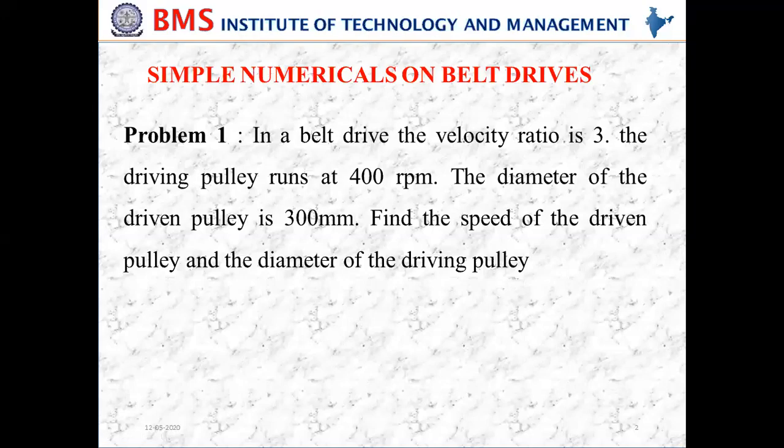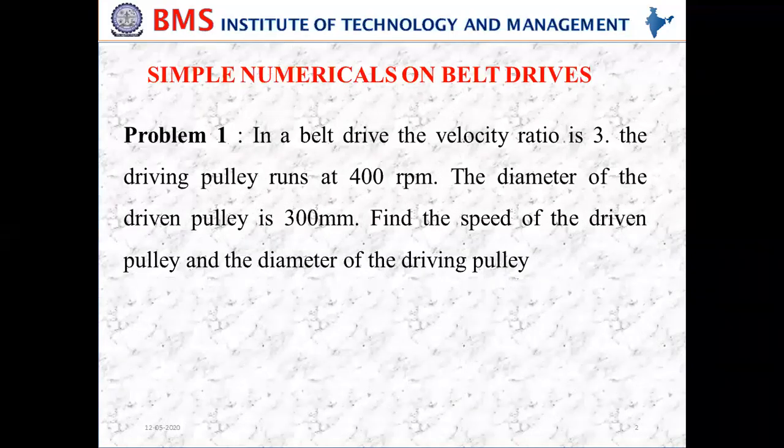Problem number one. In a belt drive, the velocity ratio is 3. The driving pulley runs at 400 rpm. The diameter of the driven pulley is 300 mm. Find the speed of the driven pulley and the diameter of the driving pulley. So here he has given the velocity ratio.